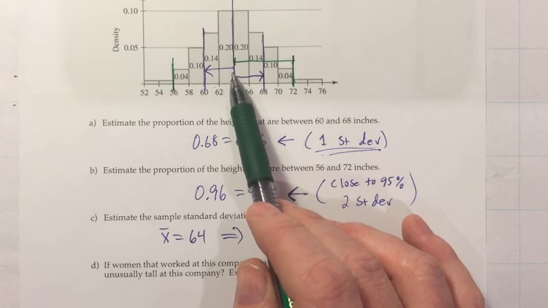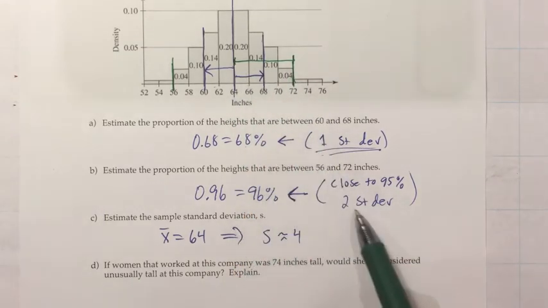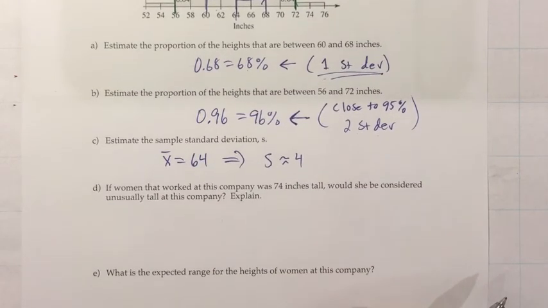And the distance from the center to that cutoff they gave is 8 units. Divide that by 2, because 2 standard deviations, and you'd get 4. A little tricky, takes some getting used to, but that's the idea. And now let's answer some other questions.